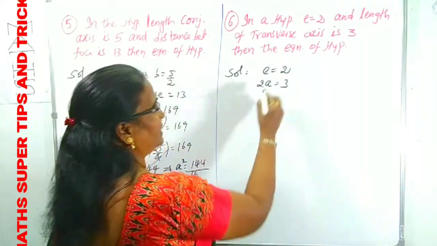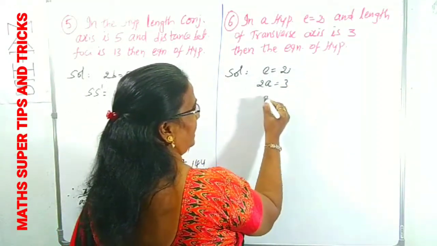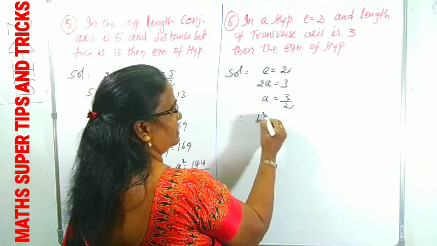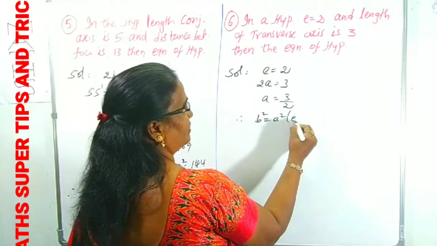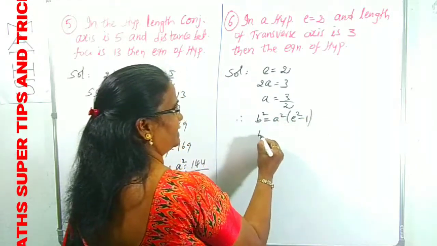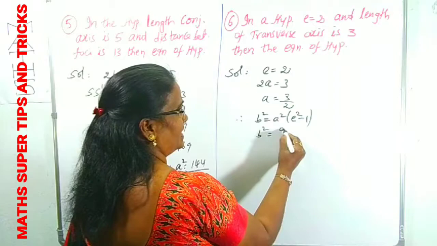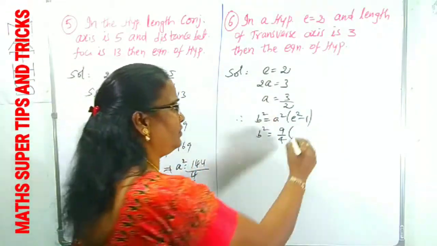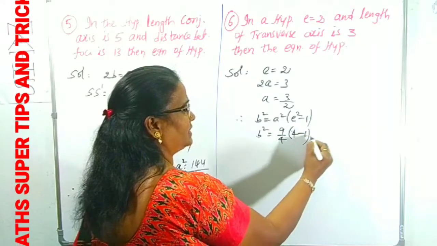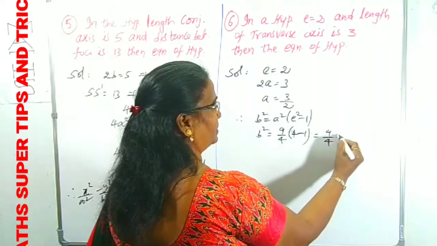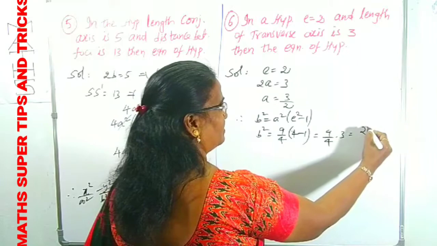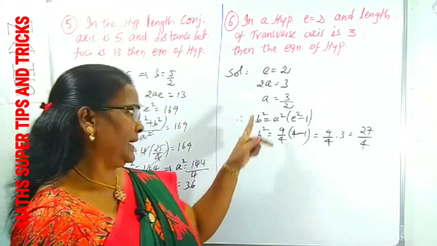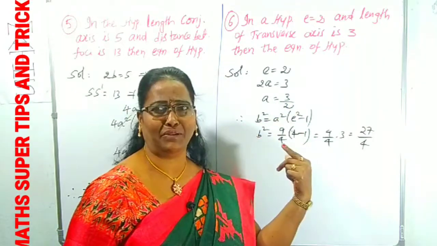So already you know that clearly a is 3 by 2. What is b square? b square is a square of e square minus 1. That is, b square is equal to a square, 9 by 4, times e square minus 1. e square is 4, 4 minus 1, that is 9 by 4 into 3, that is simply 27 by 4. You got b square is 27 by 4. a square will be 9 by 4.